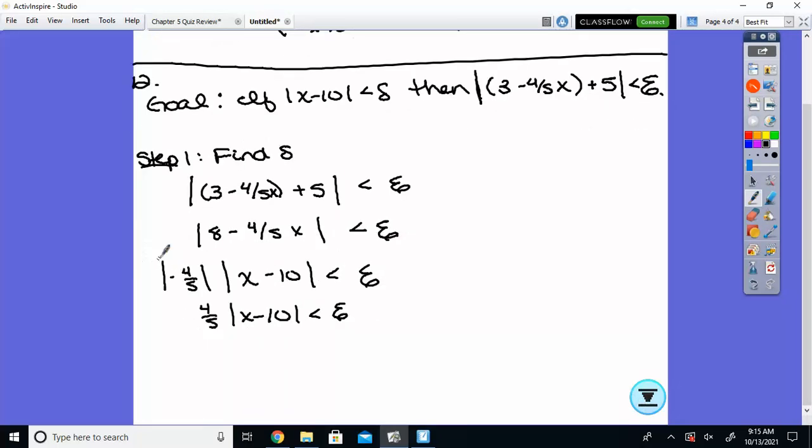And how would I move that to the other side? Divide or multiply by the reciprocal. So the absolute value of x minus 10 is less than 5 epsilon over 4. So that's what my delta needs to be.